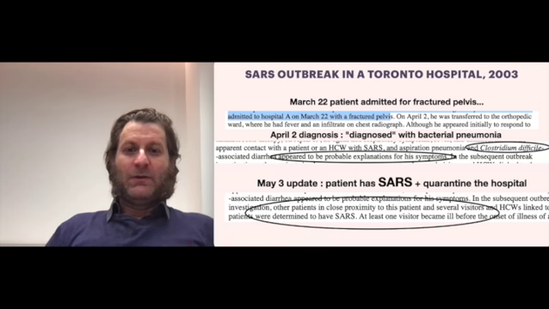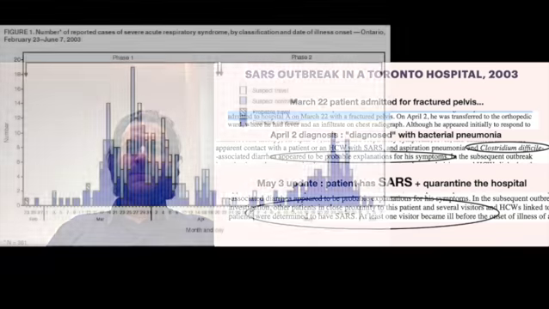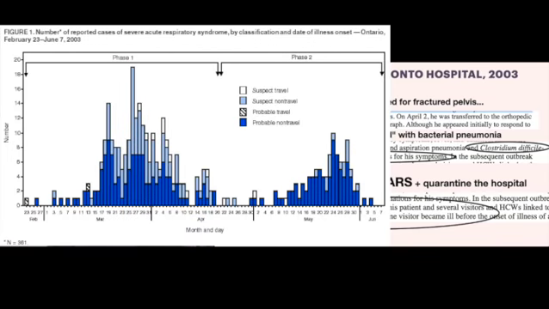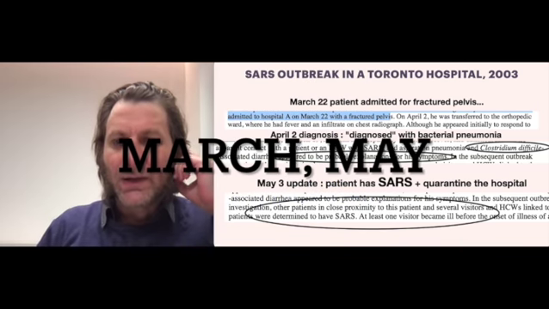So there was a SARS outbreak. It began in China in 2002. It reached Canada through carriers. There was one outbreak somewhere in Canada around March, and another one around April. This would be the April one.